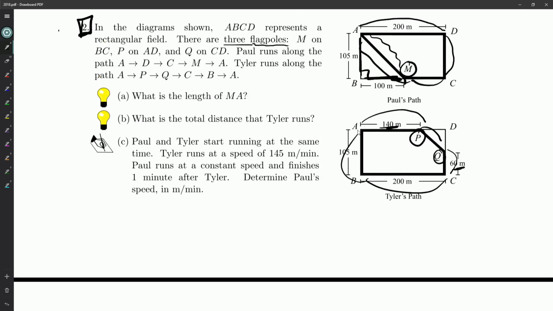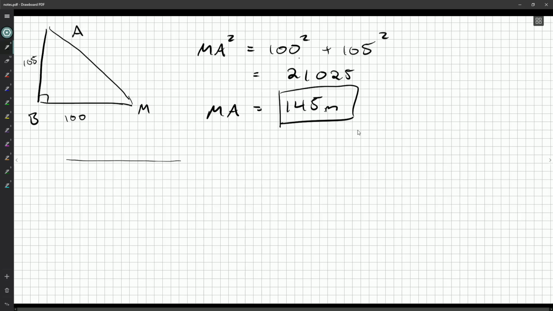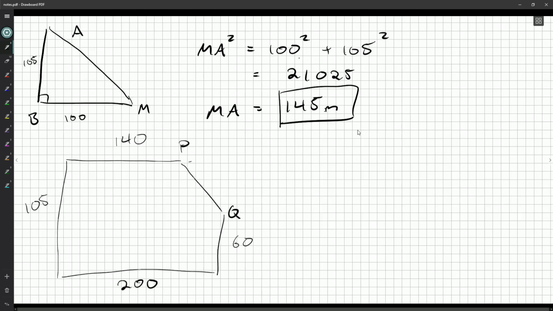Okay, B part. What is the total distance Tyler runs? Tyler is the second person. Okay. Well, let's draw his picture. So 60 meters, 140, 105. This is a full 200. The only thing we don't know is PQ. Now we can fill this in, 45 up to, I think this is D. And if it's 140 and a total of 200, then this is 60.